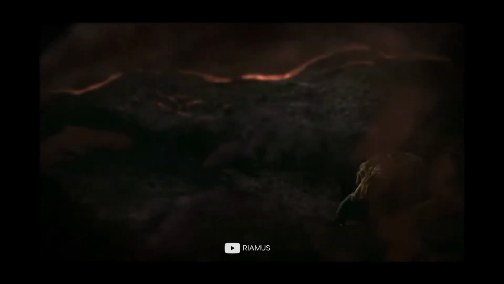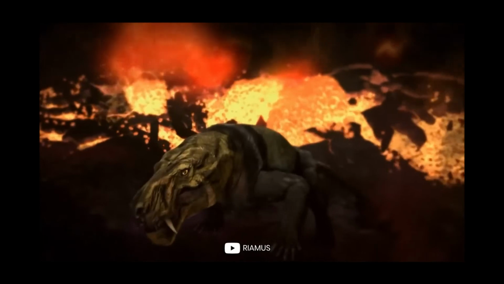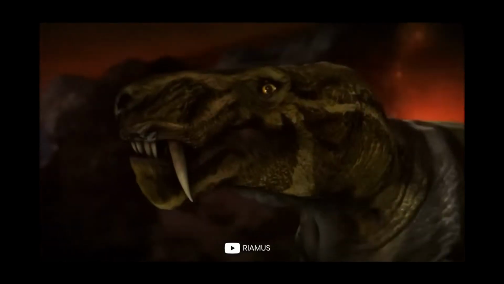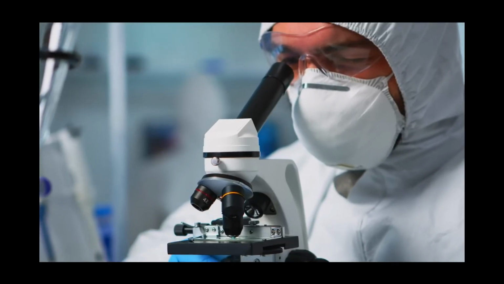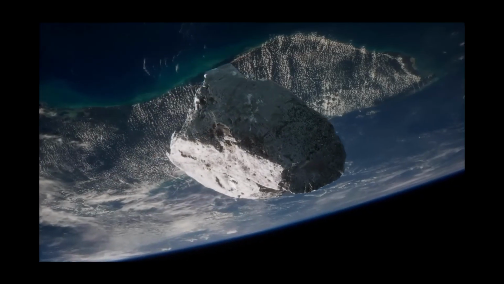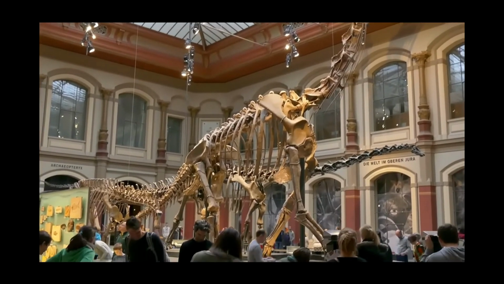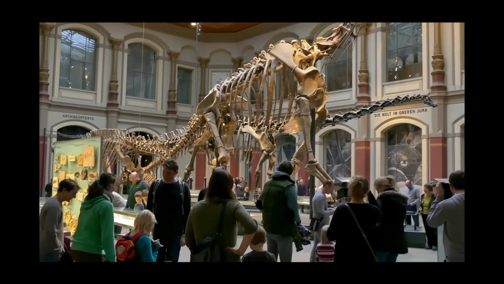But around 252 million years ago, the Permian era came to an abrupt end by a cataclysmic event that caused mass extinction. In 2001, scientists made a chilling discovery. A massive comet or asteroid, similar to the one that put an end to the dinosaurs, wiped out the giant reptile predecessors 200 million years earlier.